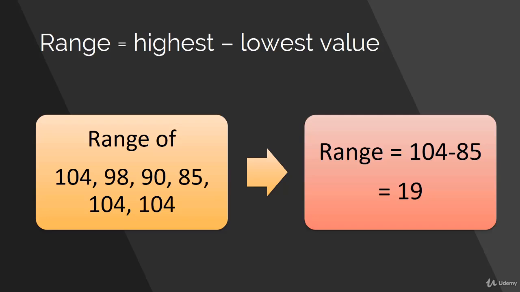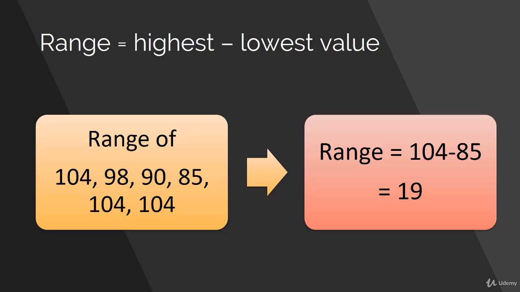So the first measure of dispersion we are talking about here is the range. Range is the highest value and the lowest value. Find out the difference between them. That's simple. Let's take the same data which we took in mean, median and mode.